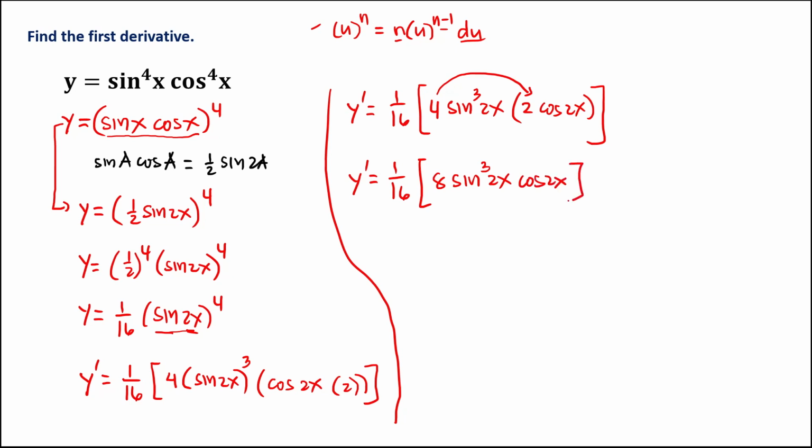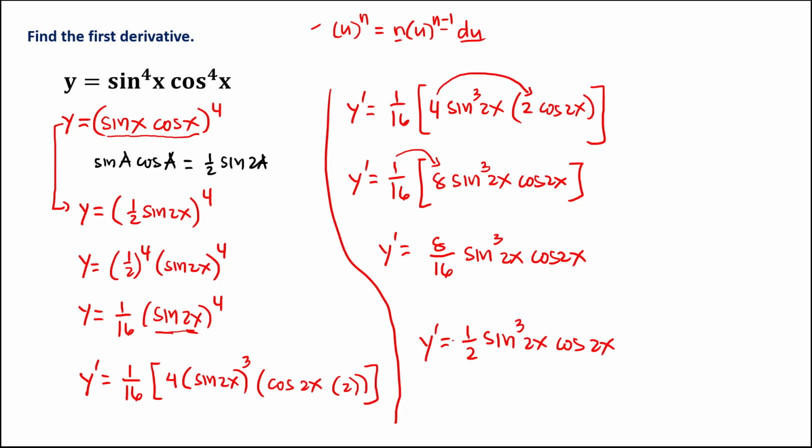Then cosine 2x. Then we have y prime equals, so this 1 times 8. So this is 8/16, then sine to the power 3, 2x, cosine 2x. So we have y prime equals 8/16. This is 1/2, then sine to the power 3, 2x, then cosine 2x.